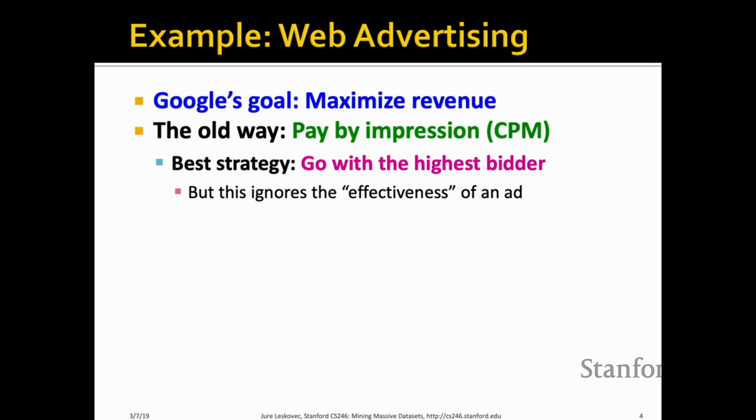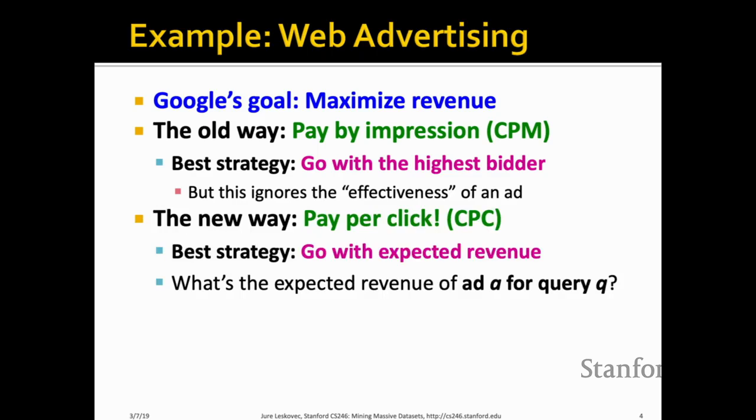The reason why this paradigm has been revolutionized by the web is the fact that it's very hard to assess the effectiveness of those ads. You just know that they're in the newspaper or they're shown on the 101, but you don't know how many people are going to be paying attention to them, okay? So the new way, the web way that revolutionized the advertisement industry, is to pay per click, okay? So our CPC.